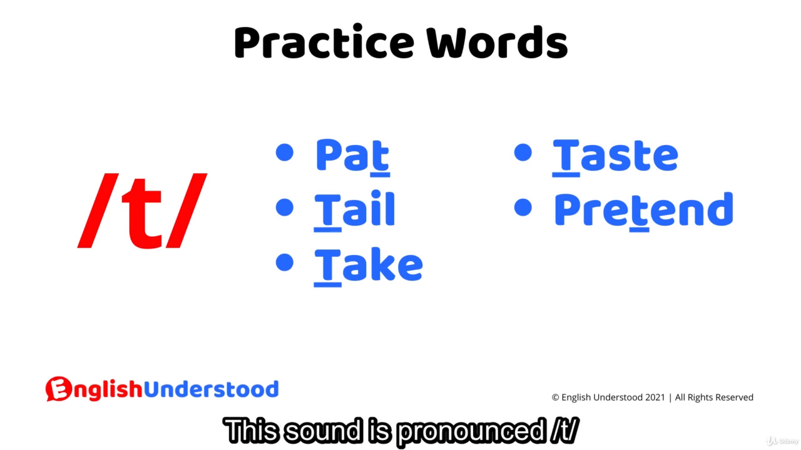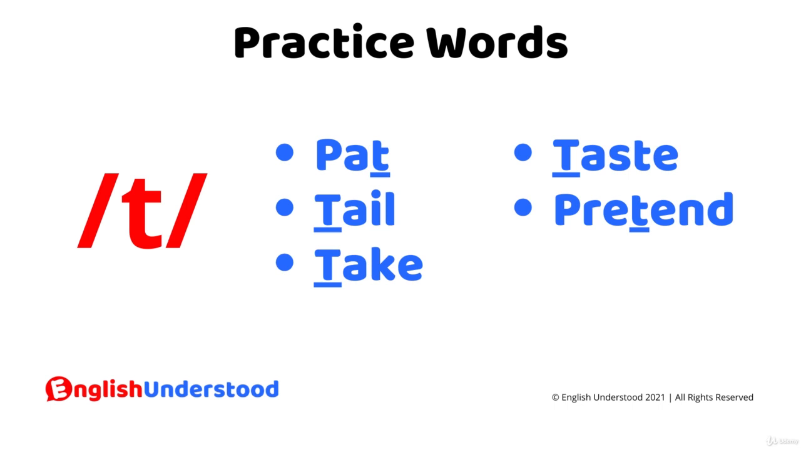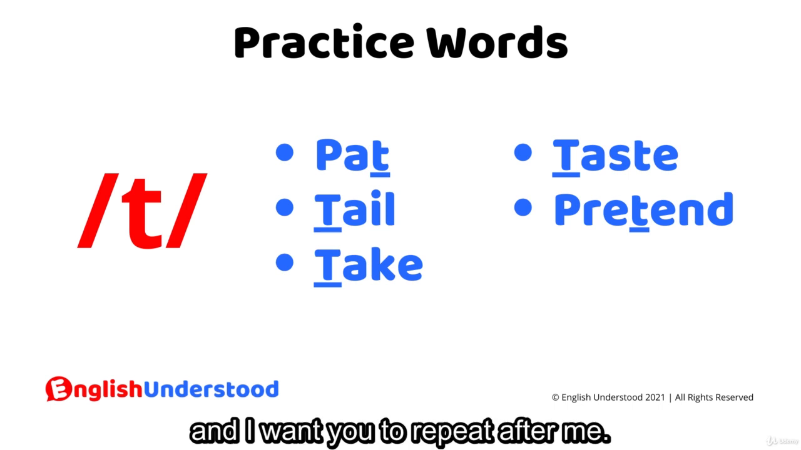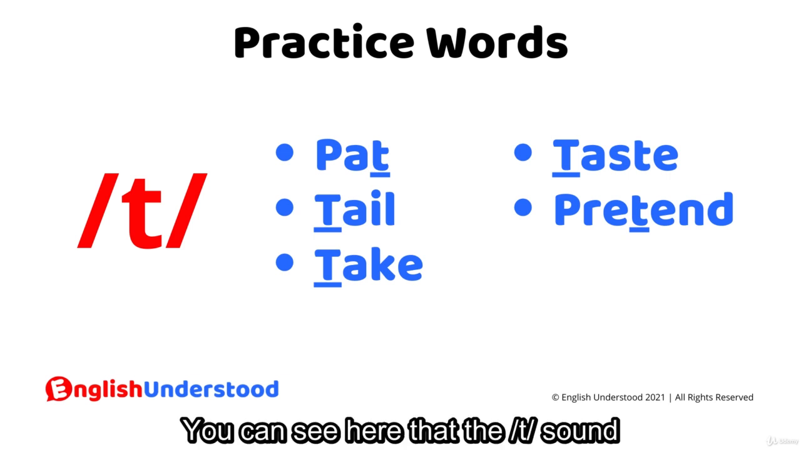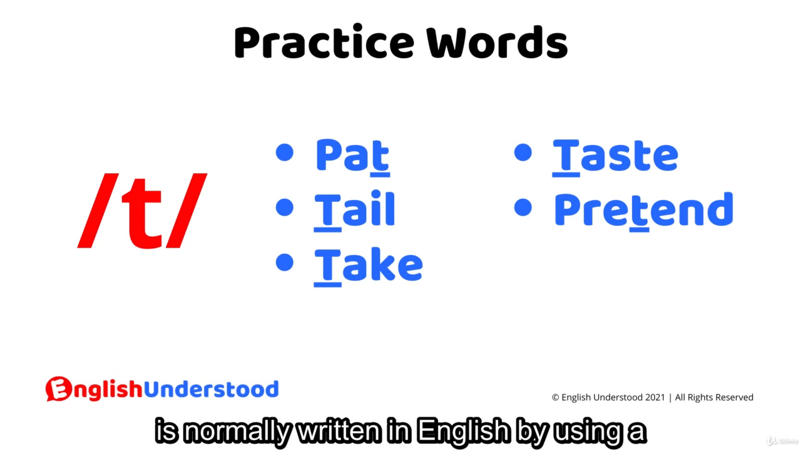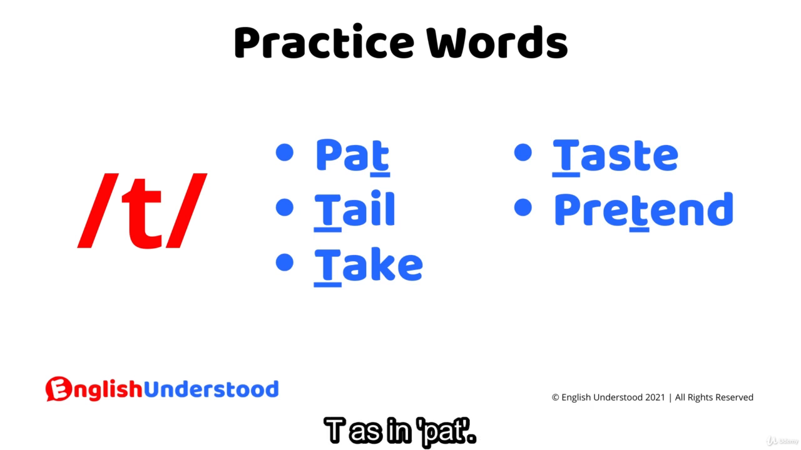Now let's look at some practice words for this sound. This sound is pronounced t, t. I will say each word twice, and I want you to repeat after me. Pat, pat. Tail, tail. Take, take. Taste, taste. Pretend, pretend. You can see here that the t sound is normally written in English by using a T as in pat.